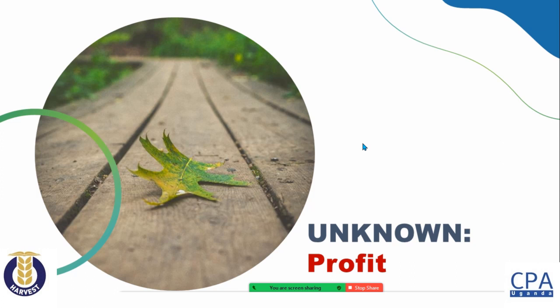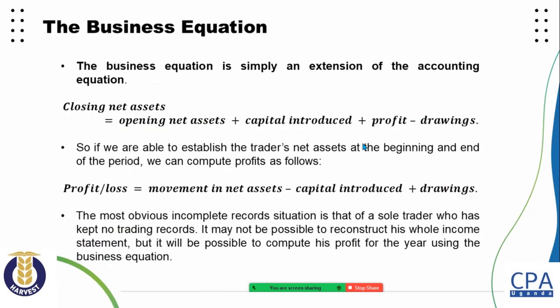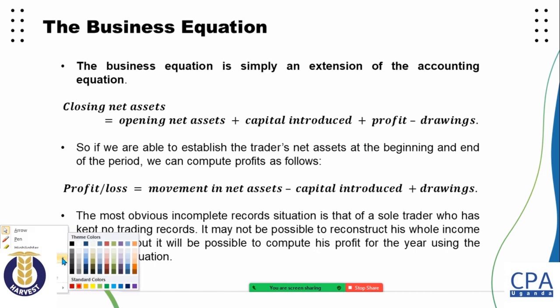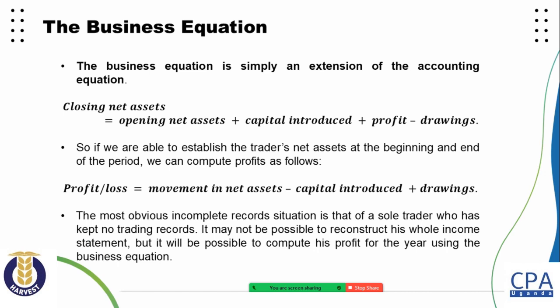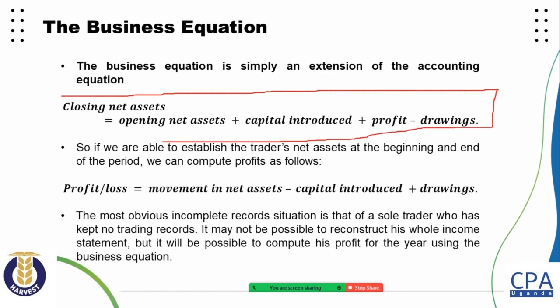Next, the profit figure might be unknown. So if you find that in your scenario the profit is not known, then you're going to use the business equation to derive the profit figure. That is the equation. The closing net assets is equal to opening net assets plus capital introduced plus profit minus the drawings.